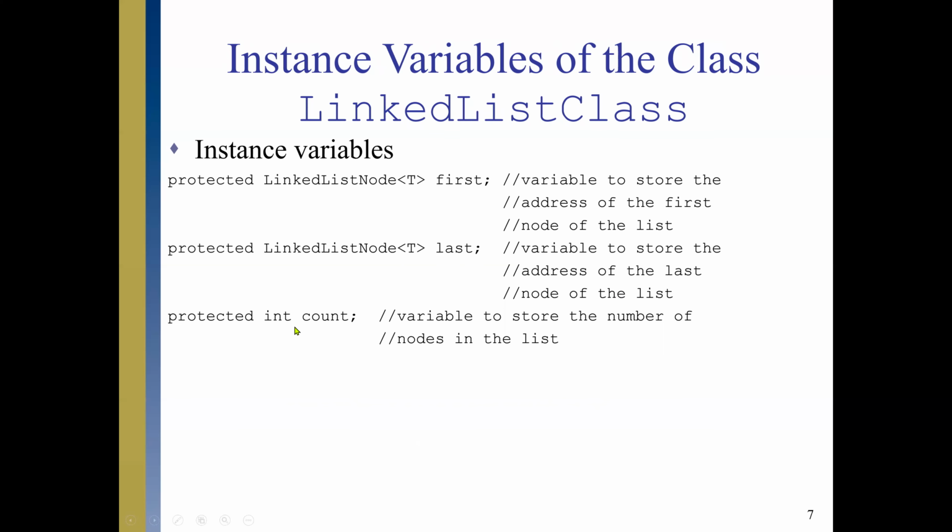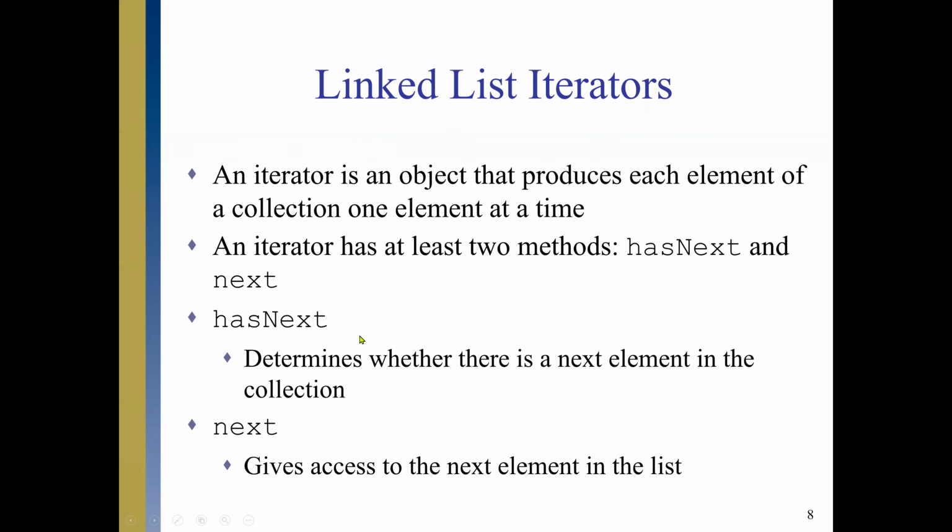Then we have a variable named count. This variable will store the number of nodes we have in the list. So anytime we insert an item into the linked list, we have to increment the count. Anytime we remove items from the linked list, we have to decrement the count. Also, we need the linked list iterators.